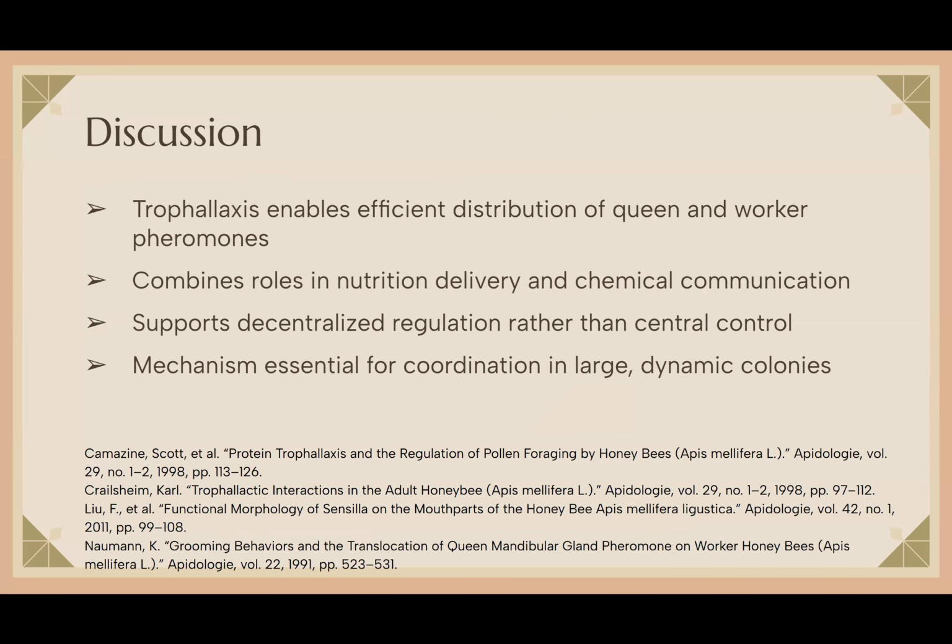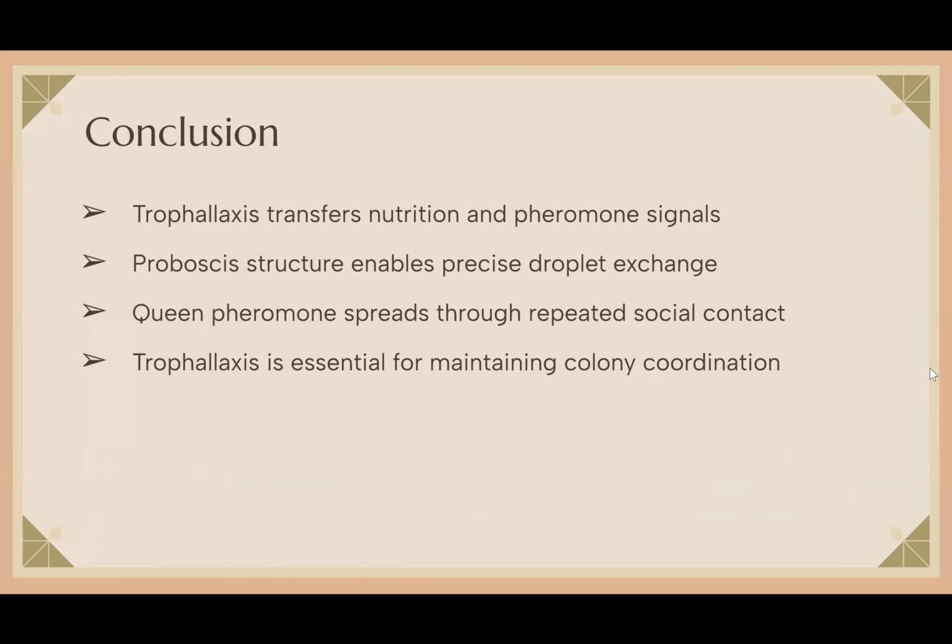Together, these studies show that trophallaxis is not essential just for feeding, but is essential for colony-wide communication. It allows pheromones, such as the QMP, to spread readily and quickly, supporting colony coordination, task division, and overall stability. In summary, trophallaxis serves two purposes: nutrition sharing and pheromone distribution. The structure of the proboscis allows precise fluid handling and repeated social contact, which ensures that pheromones circulate throughout the colony to maintain organization.